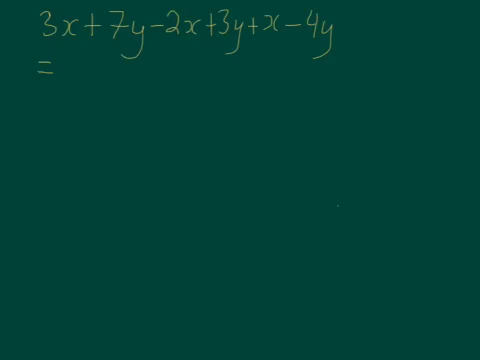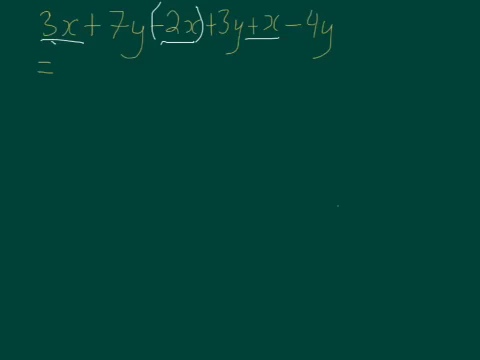Okay, up here we have an equation, 3x plus 7y minus 2x plus 3y plus x minus 4y. Very long, isn't it? Now, let's go through and identify the same like terms. So we've got an x here. Are there any other x's? There's one there. Now we'll read that as negative 2x, okay? And we have an x there, which is a positive x. So how many all up do we have? We've got 3 minus 2 plus 1.